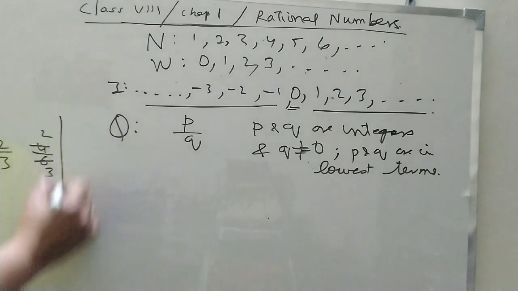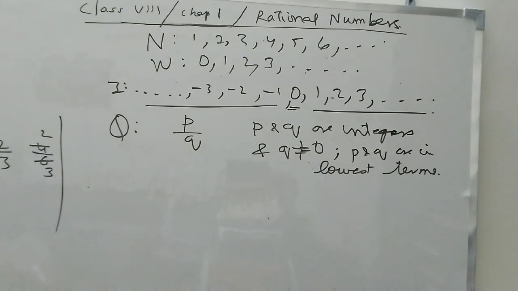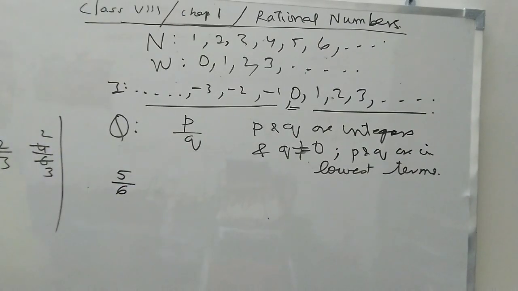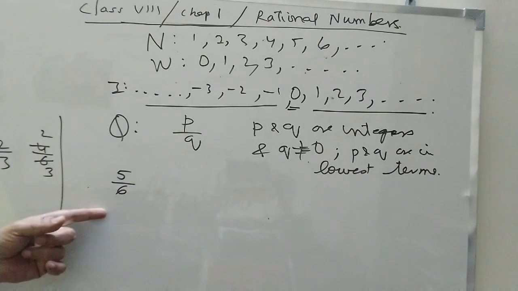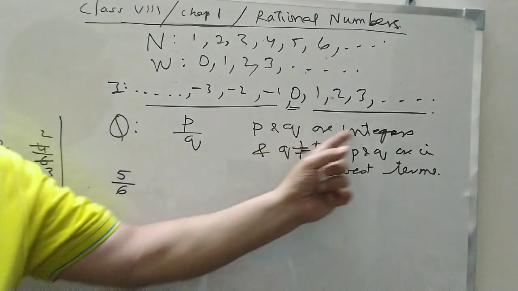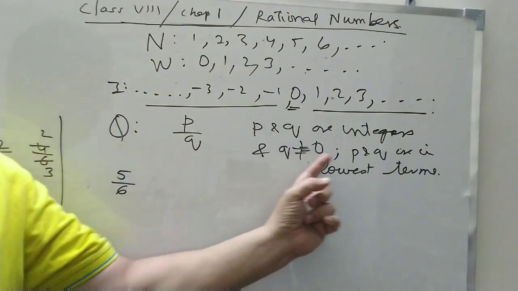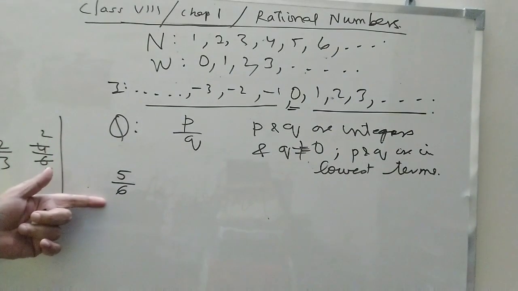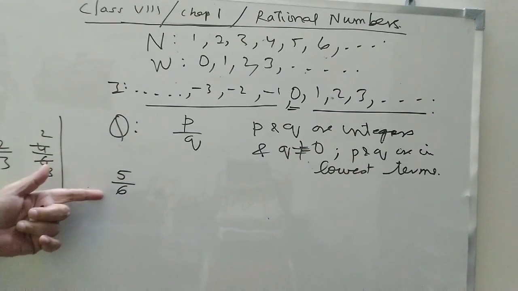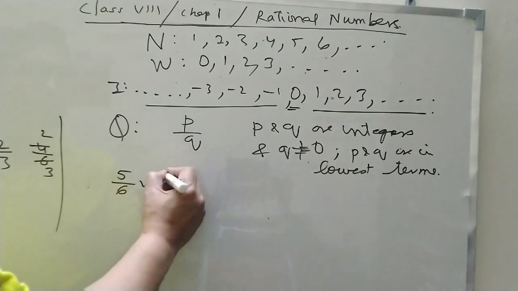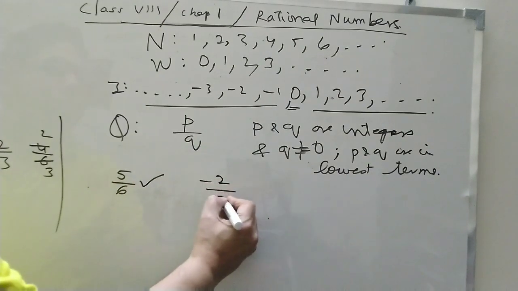Now let us take some cases and find out whether these numbers are rational numbers or not. For example, suppose I write the number 5 by 6. How will I check? Okay, 5 by 6, 5 is an integer, 6 is an integer. What did I say here? P and Q both must be integers and the denominator or Q must not be equal to 0. So you can see 5 and 6 both are integers, fine. And then you can again see that the denominator is not equal to 0. So even that is okay. So yes, is this a rational number? Yes.